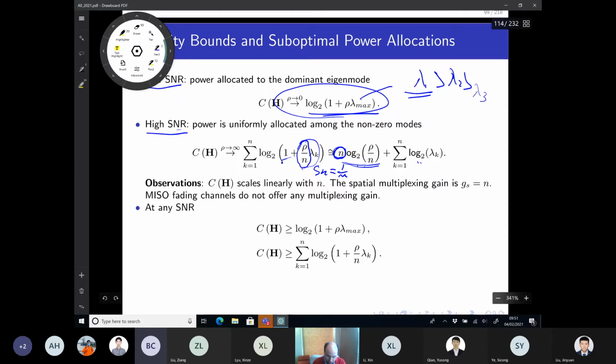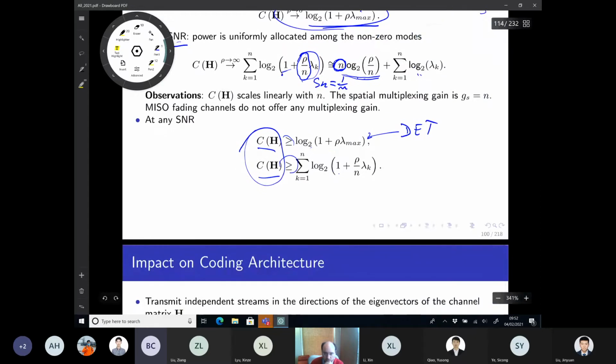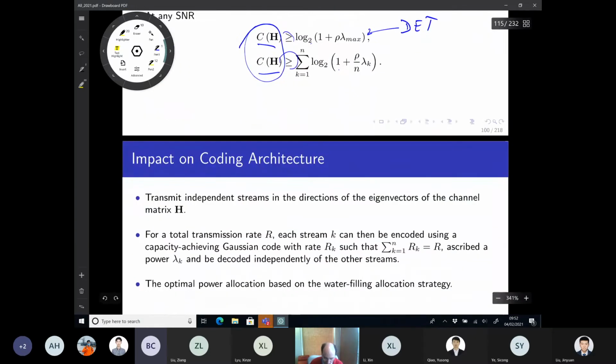Okay? So for any channel realization, your capacity of that channel is always larger than allocating the power to the dominant eigenmode, or using a uniform power allocation, right? In the very low power regime, you're going to have an equality here. In the very high power regime, you're going to have an equality here. But in general, for any other regime, you're going to have an inequality, right? So your water filling solution here will always give you a capacity or rate that is always larger than those two lower bounds. But in some extreme scenarios, it can boil down to those two lower bounds. Again, feel free to interrupt me if you have any questions.